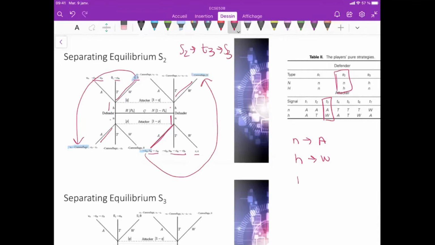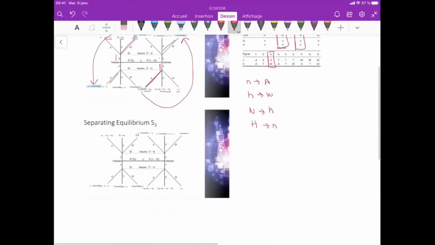That strategy corresponds to S3, because whenever she has a normal system, she will signal H, and whenever she has a honeypot, she will signal it as being N. If we were to do the same exercise on S3, we would find out that playing S3, the attacker will respond with T7, and then the defender will respond again, but with S2 in this case. So we can see here that this game does not have any separating equilibria, since neither S2 nor S3 results in a steady state.